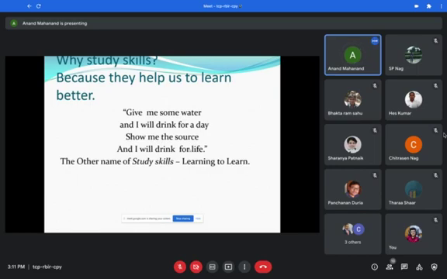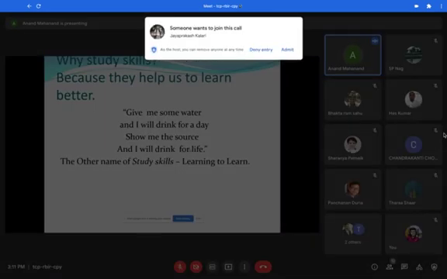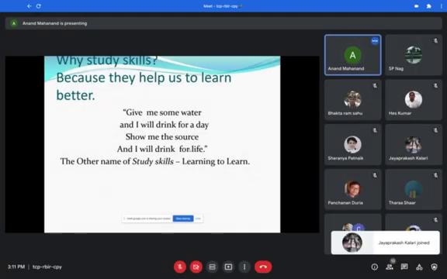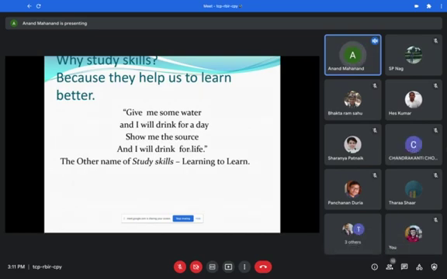Means if you get a glass of water, you will drink for a day. That will quench your thirst for a day only. But if you know where the water is, then you can drink water every day. There will be no problem. Like that, if somebody teaches you a lesson, you will learn for the day. But if that person teaches you how to study, how to learn, then you will read on your own. You will become an independent reader or student or autonomous learner.